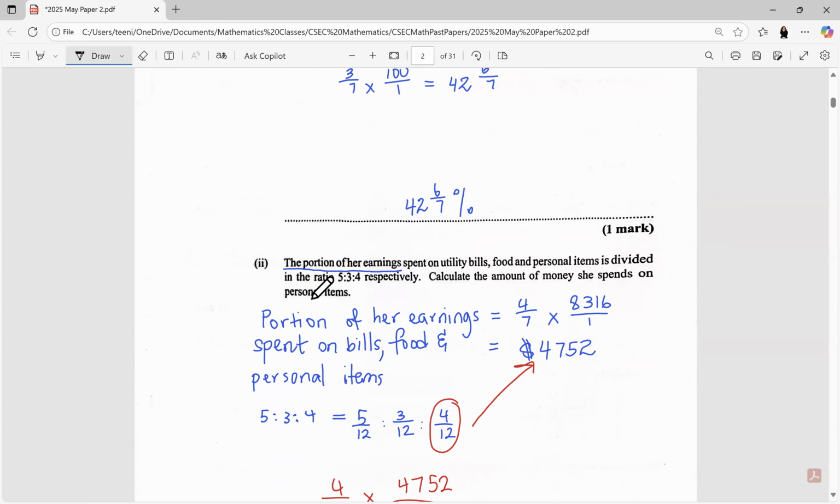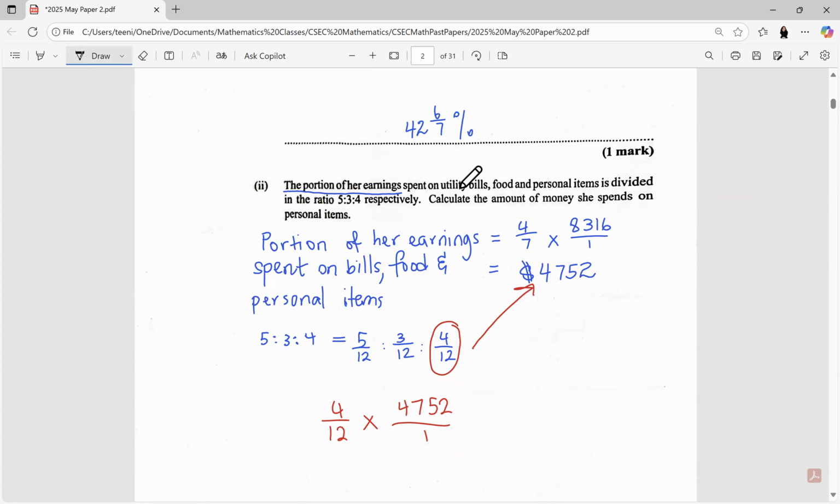It said the portion of her earnings spent on utility bills, food, and personal items is divided in the ratio 5 to 3 to 4, respectively. Respectively means in this exact order. So 5 would represent the utility bills, 3 represents the food, and 4 represents the personal items.